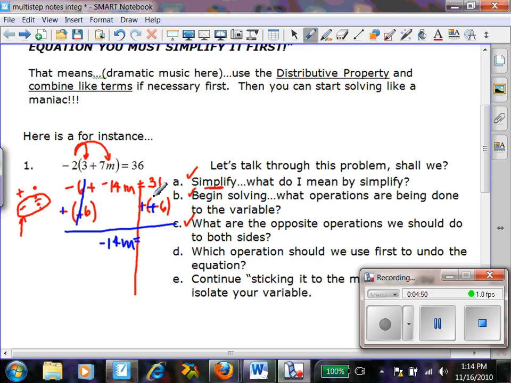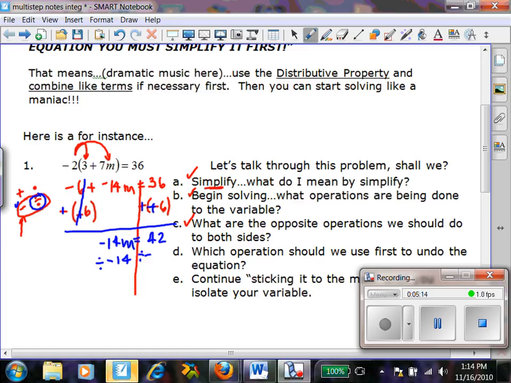And then I take 36, add 6 to it, and that gives me a total of 42. So I did my subtraction. So now I have to do the division. So now I have to figure out, well, what should I divide by? Well, they are multiplying by negative 14, so I'm going to divide by the exact same number.